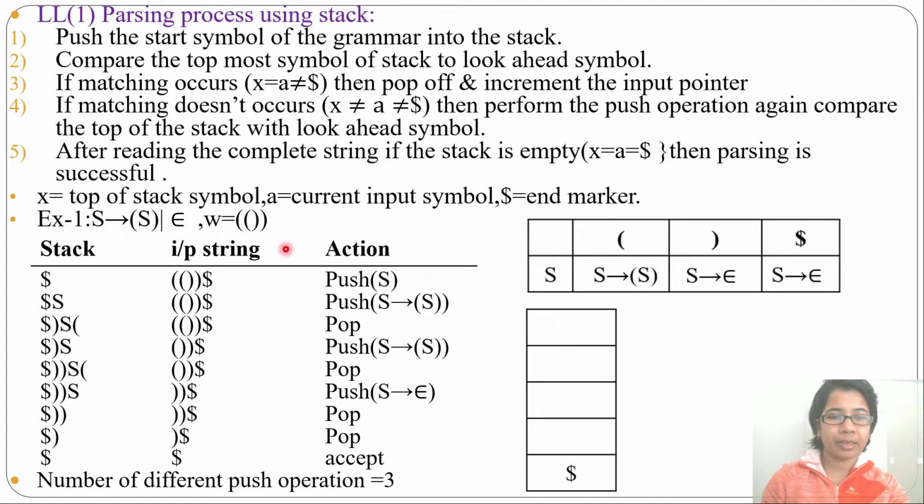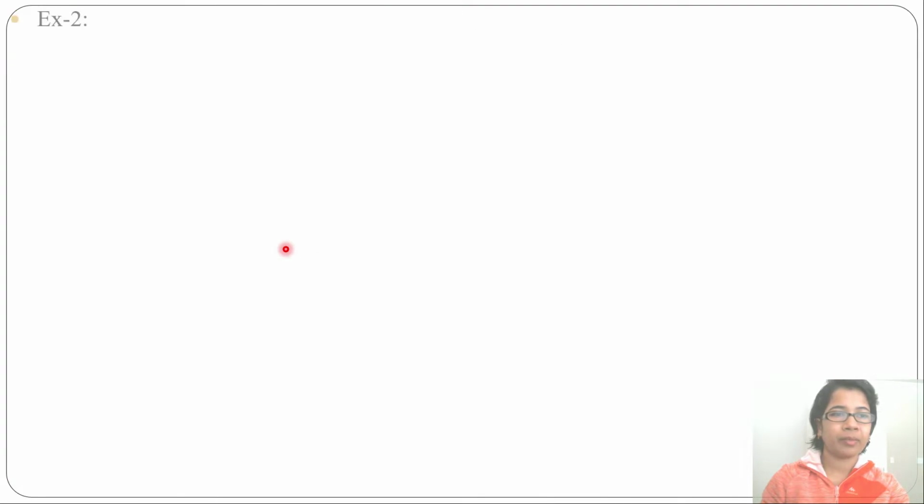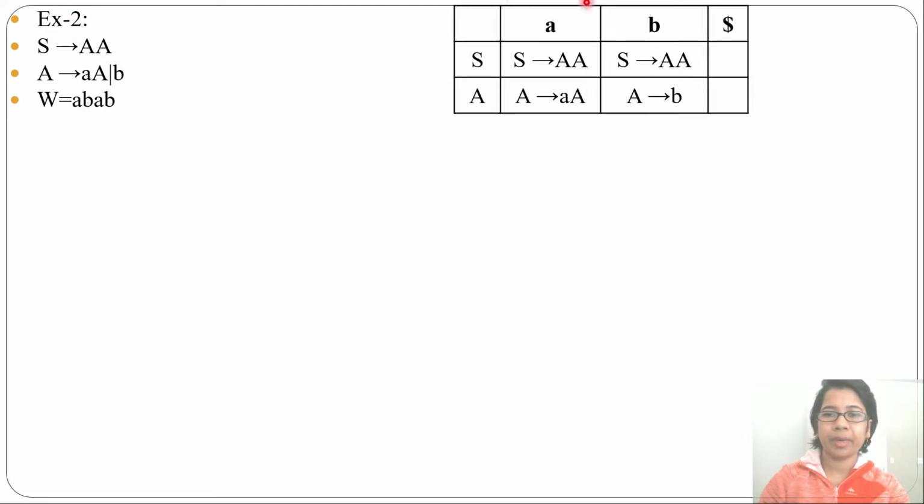Let's see another grammar without epsilon. Here the grammar is S derives A, A derives AA or B, and the string we consider is AB. We already constructed the parse table for this, just go through that lecture. This is the parse table.